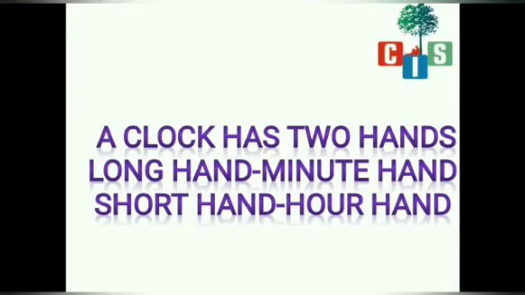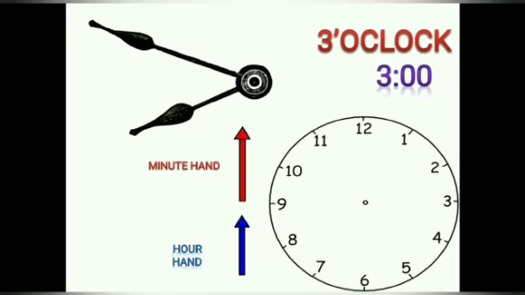A clock has two hands. The long hand is called the minute hand and the short hand is called the hour hand. Can you see the two hands of the clock? Yes, one is short and the other is long. The short one is the hour hand and the long one is the minute hand. The red color hand is long, so it is the minute hand, and the blue color hand is short, so it is the hour hand. The short hand is the hour hand. It shows the hour. A day has 24 hours. The long hand is the minute hand. It shows the minutes.